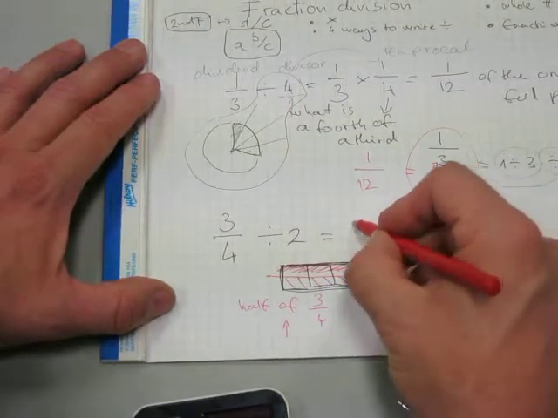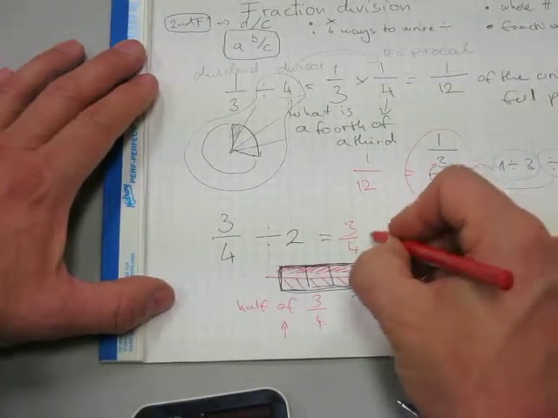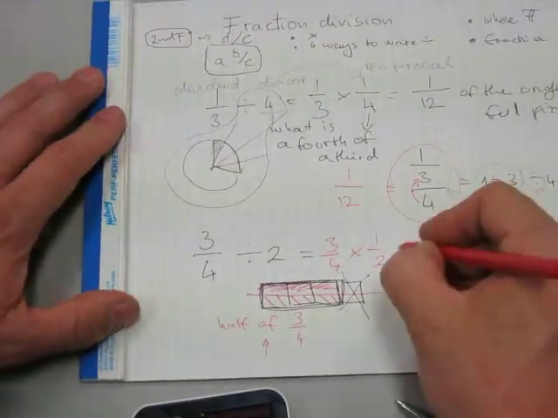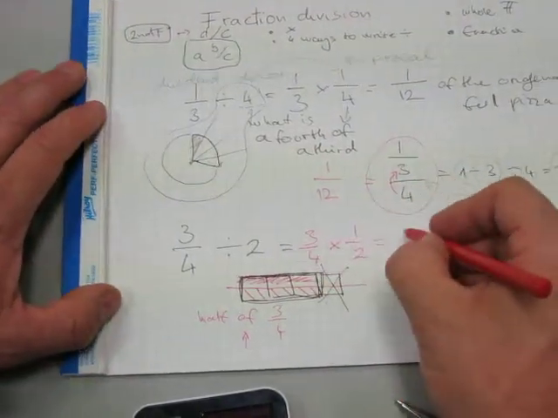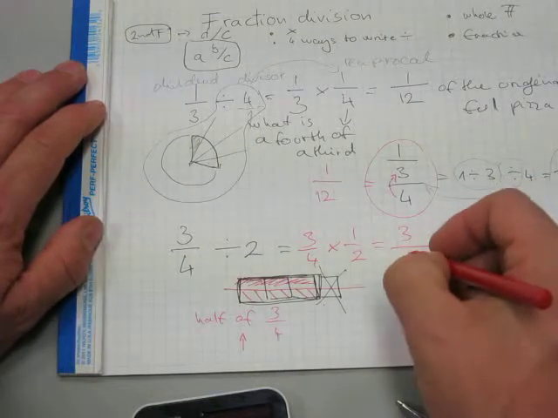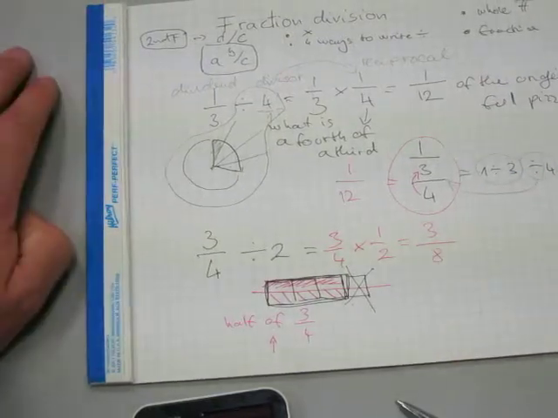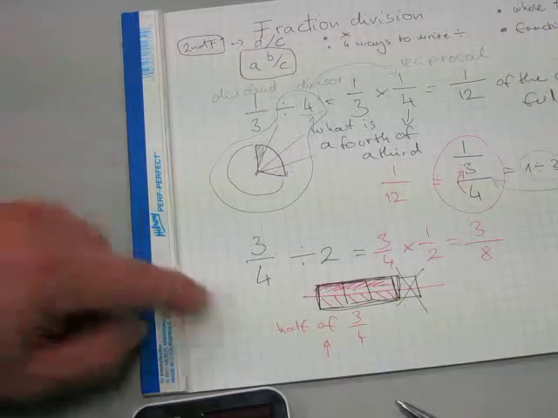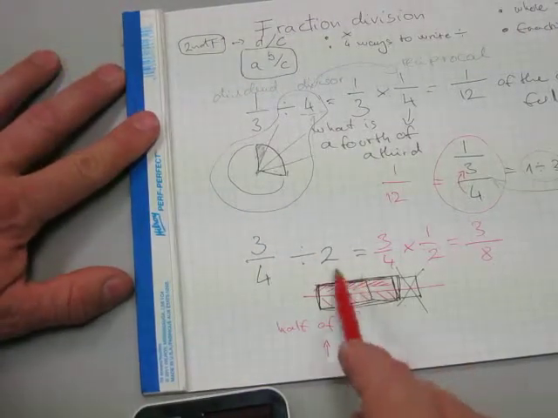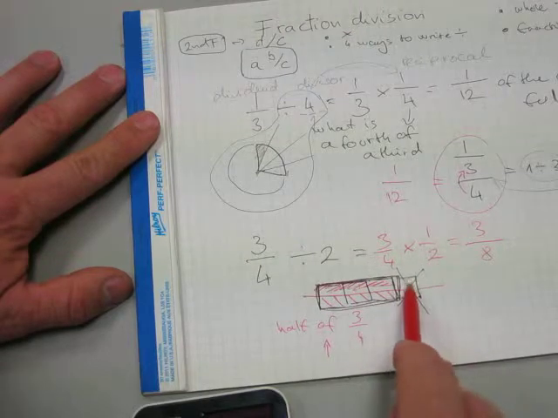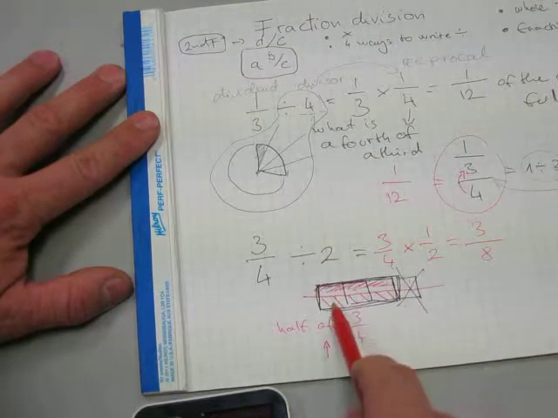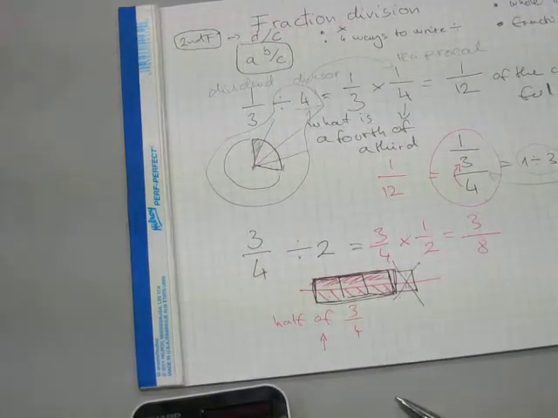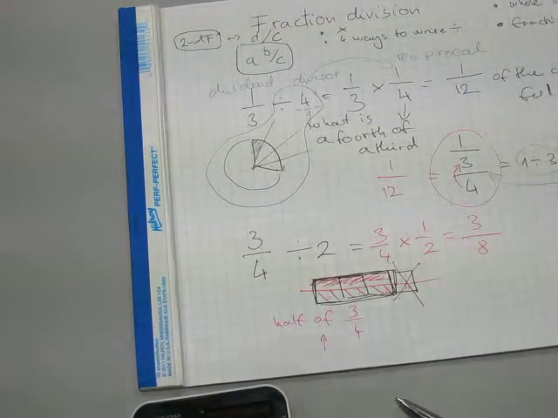Half of 3/4 could be rewritten as that, and then multiply the top with the top, 3, bottom with the bottom, 8. Half of 3/4 is 3/8. With this division we created 8 pieces, 1, 2, 3 and 4, but that's an invisible one. 5, 6, 7, 8, that's also an invisible one because it's not part of the calculation.